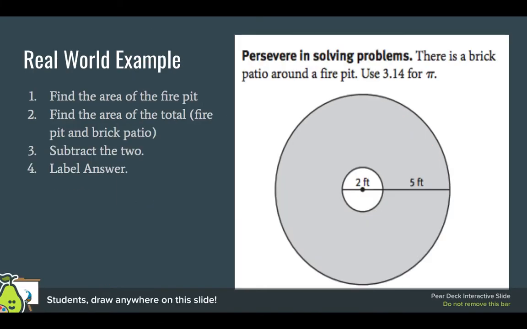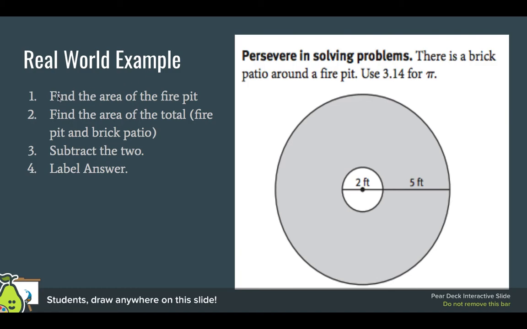All right, so here is our last slide. This is a real-world example of how to find a shaded region and something that we would do in real life. So this would be like an architect doing a design or a contractor doing a design for a fire pit. So there is a brick patio around a fire pit. So here's your fire pit, here's your brick patio. So it's really wanting to know how much brick or how much surface area is being covered in that example.